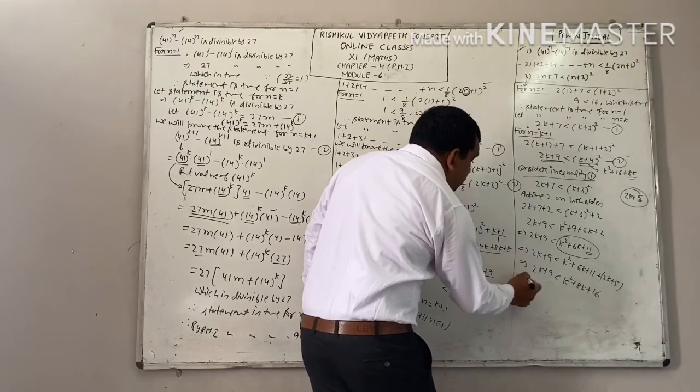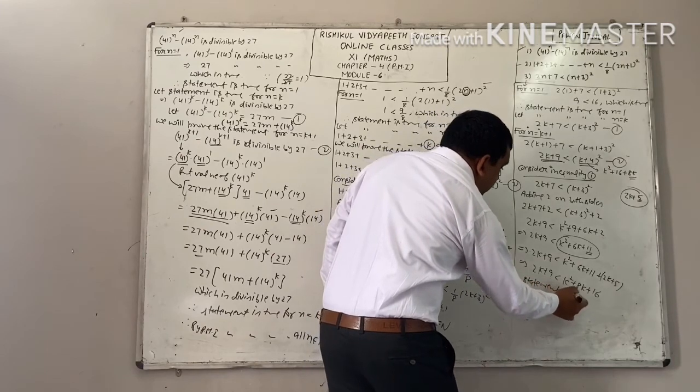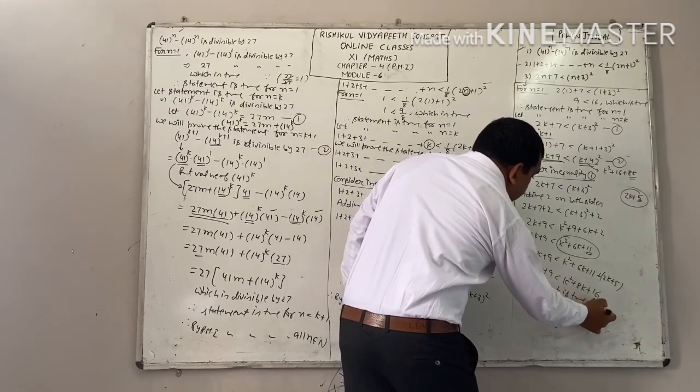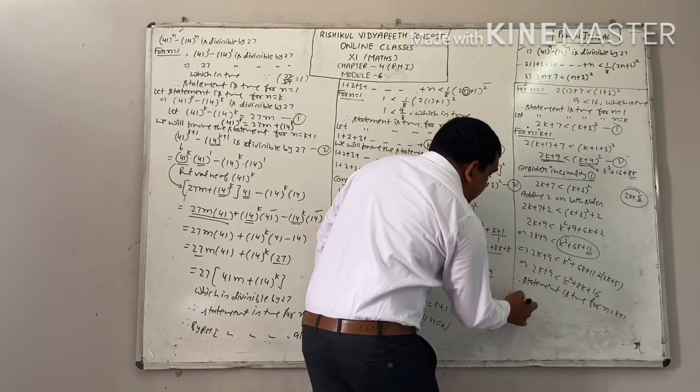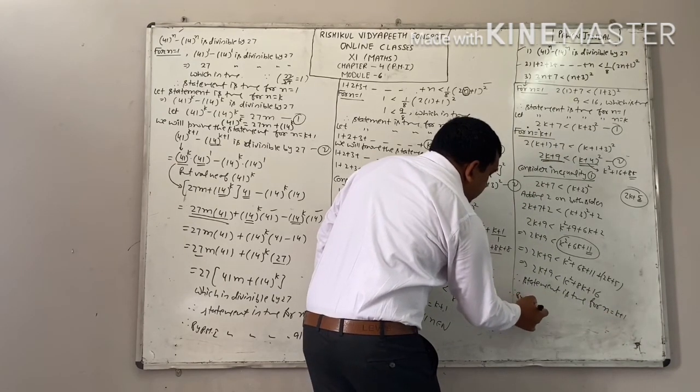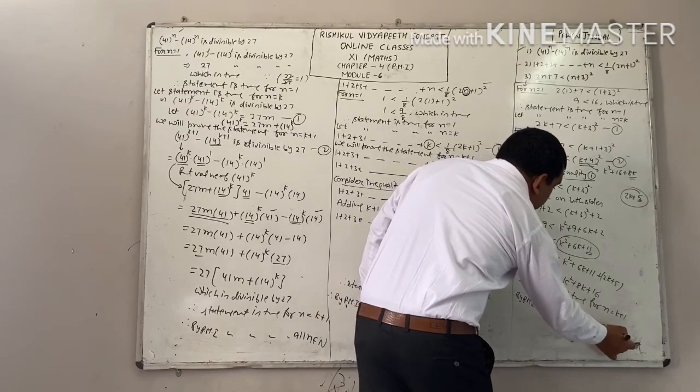Therefore the statement is true for n equal to k plus 1. And last line: therefore by PMI the statement is true for all n belongs to natural.